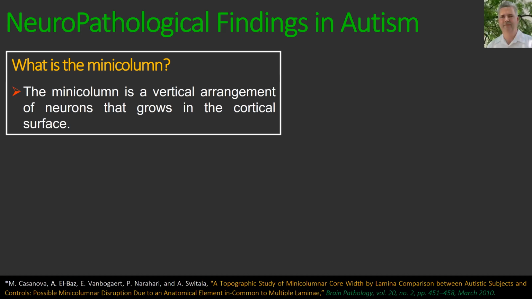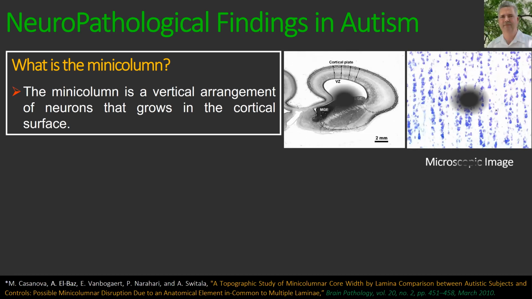At this time, Dr. Casanova worked at a post-mortem bank. At this time, we had around 40 to 50 autistic subjects in the post-mortem bank. After they die, they donate their bodies to this bank, and we take brain tissue from these post-mortem patients. And this is what we see. These are some pathology images.